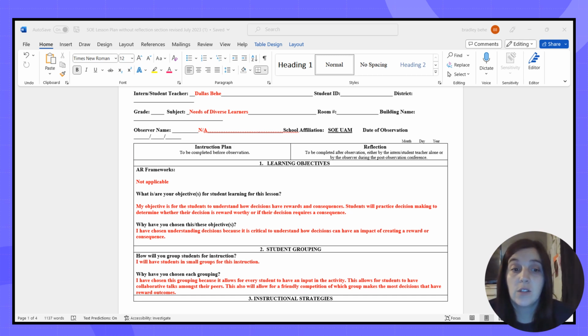I have chosen this grouping because it allows for every student to have an input into the activity. It also allows for the students to have collaborative talks among their peers. And it also allows for a friendly competition to see which group makes the most decisions that have reward outcomes.